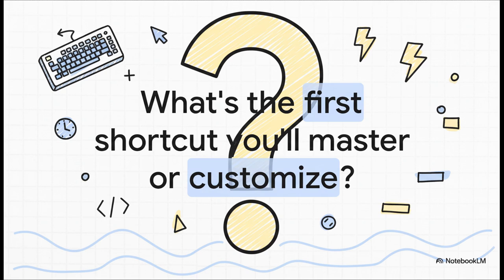So as we wrap this up, I've got one last question for you. What's the first thing you're going to do after this? Are you finally going to master that Ctrl+P file finder, or are you going to go in and remap that clunky duplicate shortcut to something that feels right to you? That 40 minutes a day is just sitting there waiting for you to claim it. Go get it.